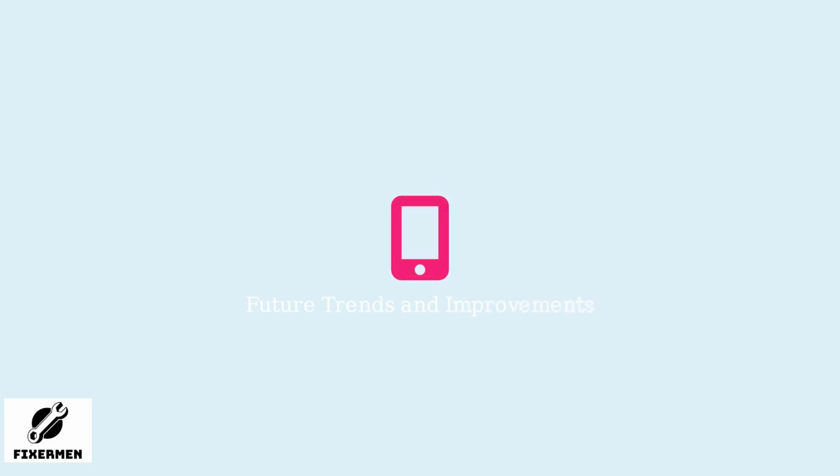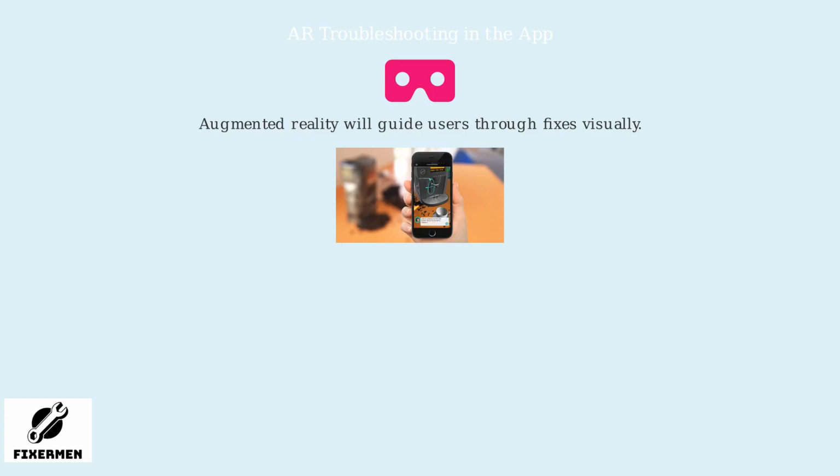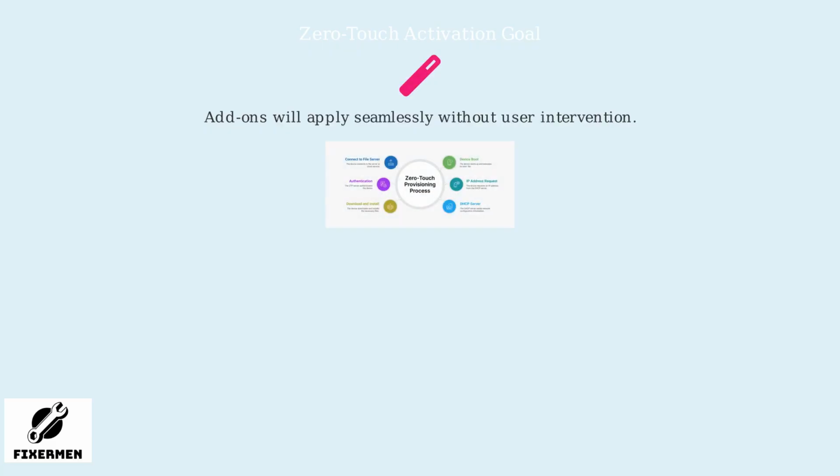Let's look ahead at future trends and improvements in add-on activation. T-Mobile is increasingly using AI assistants to automate fixes and predict potential issues before they occur. Future plans include integrating blockchain technology for secure and tamper-proof add-on activations. Augmented reality troubleshooting within the app will provide visual guidance for resolving activation issues. The ultimate goal is zero-touch activation, where add-ons apply seamlessly through device learning. Stay tuned for further enhancements as T-Mobile continues to improve the activation process.